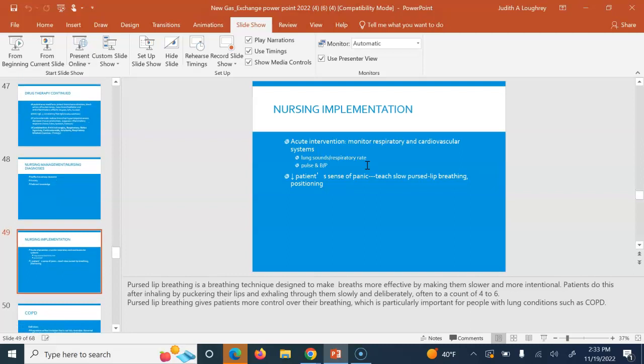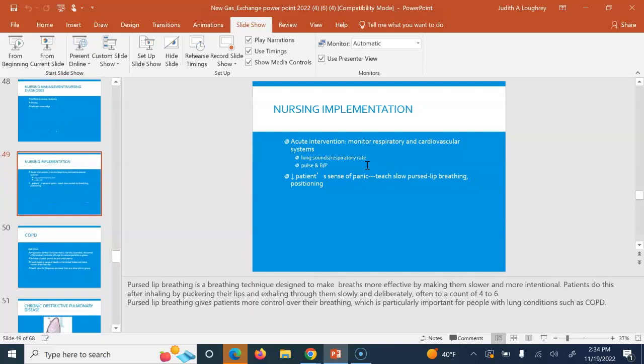Nursing implementation: you want to do interventions to monitor the respiratory and cardiovascular system. You want to decrease the patient's sense of panic, teach them to take slow, deep breaths and to pursed-lip breathe. Also positioning: they can go into the tripod position to help open their airway.